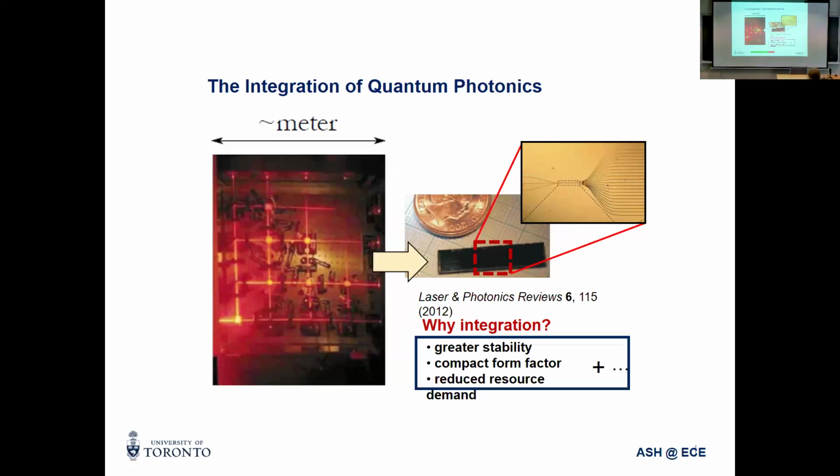So, as I mostly talked about, starting on the left-hand side here, we also see an optics lab, and it's full of so many lenses and filters and big sources, OPOs, all that sort of thing that are really, really bulky and are meters on scale. So we want to reduce this down to on chip, which has greater stability and reduced demand on resources.